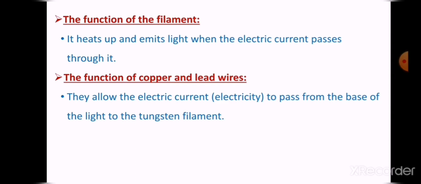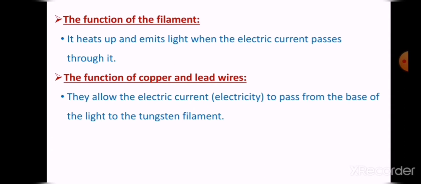So, the function of the filament. What is the function of the filament? It's very important. The filament heats up and emits light. Emits means gives or radiates light when the electric current passes through it.